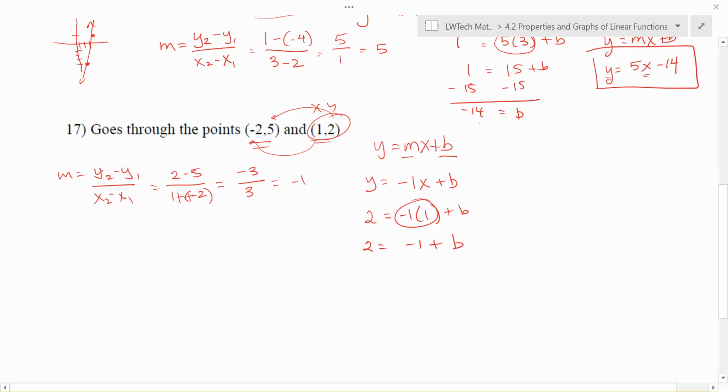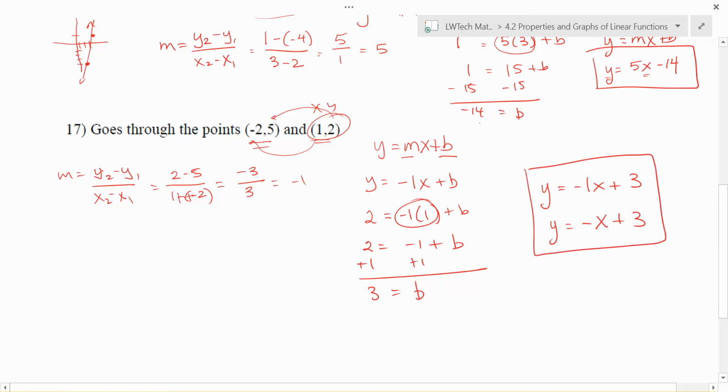Bring everything else down, and then to finish getting the b by itself, I'm going to have to add 1 to each side. In this case, I find out that my b value is equal to 3, and I'm able to write my equation, y equals negative 1x plus 3. Because the 1 in front of any variable is an optional coefficient, you could also write this as y equals negative x plus 3. Either one of these is perfectly valid and a good way to write your final solution for a problem like this.